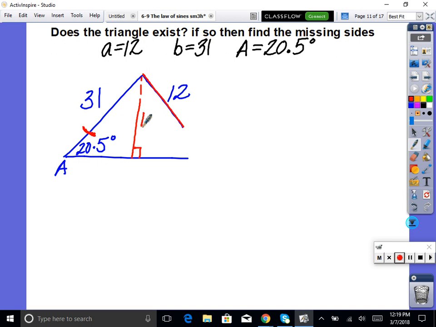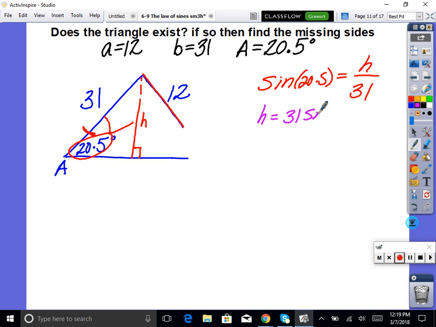So the first thing you're going to do is push pause, and on this right triangle, you have to find the actual length of the height to know if it exists or not. So let's go off to the side. You'd say, okay, here's theta, opposite, hypotenuse. So we would say sine of 20.5 is equal to my opposite, h, over my hypotenuse, which is 31. So now our height is what length? 31 sine of 20.5. So everybody, what is the actual length of our height?